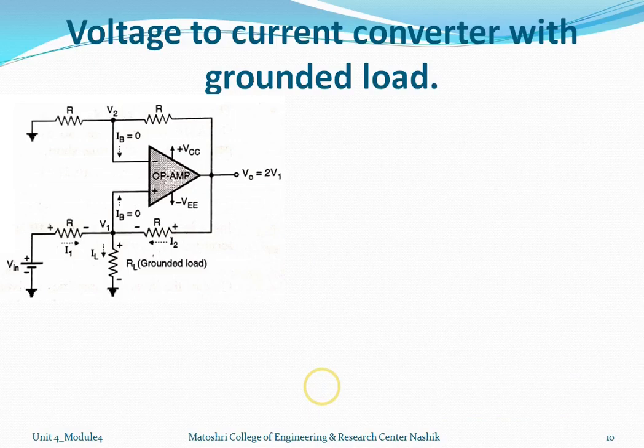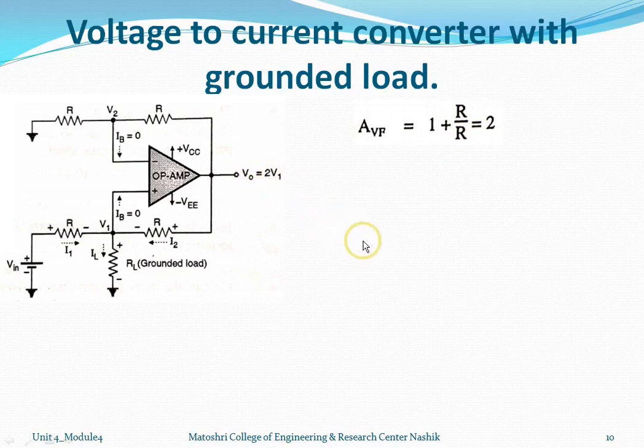So it is a non-inverting mode configuration, and therefore the gain of the circuit is 1 plus R divided by R, because this feedback resistance is R and input resistance is again R. So R divided by R is 1, and we are getting gain as 2. So here the output voltage is nothing but 2 times V1.